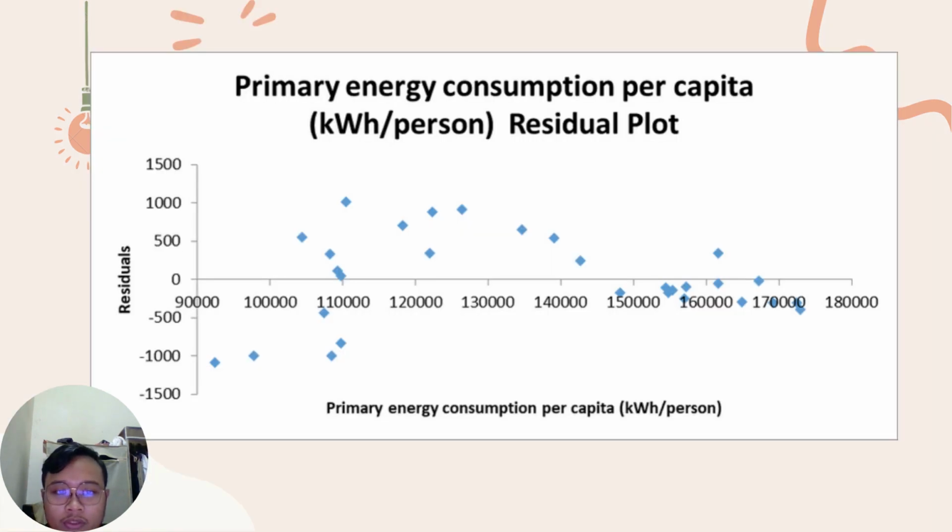The next graph displayed the residual against primary energy consumption per capita. From the scatter plot graph, we can see that the residual variance are similar. This is because the residual variance is consistent along the x-axis.